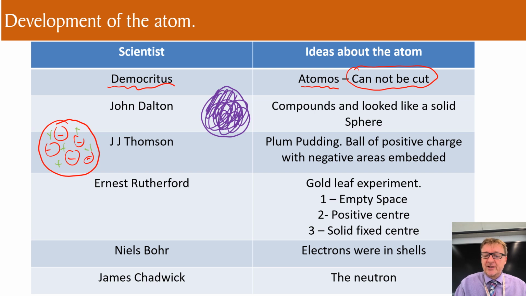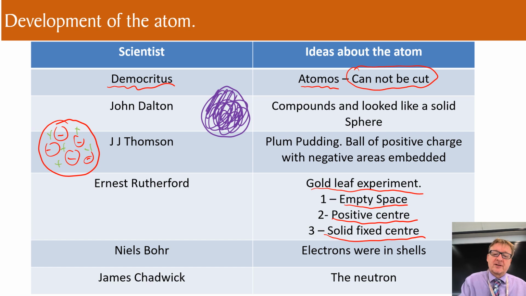Now Rutherford made massive steps. He came up with an experiment called the gold leaf experiment, and we're going to deal with this in a bit more detail in a couple of slides' time. He came up with the idea that an atom was mostly empty space, it had a positive centre, and that the centre was fixed.